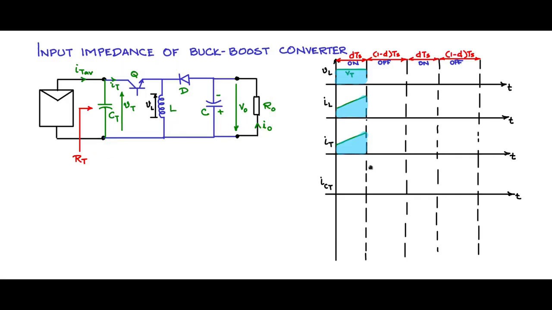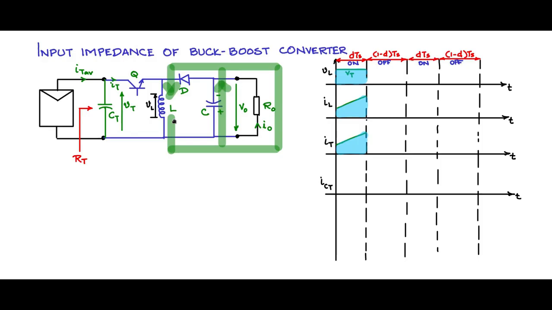Now let's see what happens during 1 minus d into Ts time period, and this is the time period when Q is off. When Q is off, IT is 0. There is inductor current, but the inductor current will continue to freewheel by making this diode on, so it will freewheel in this path. And let us draw that path. So the inductor current will freewheel in this path, with a part of it going through the load R0 and another part going through the capacitance to charge it up in this fashion.